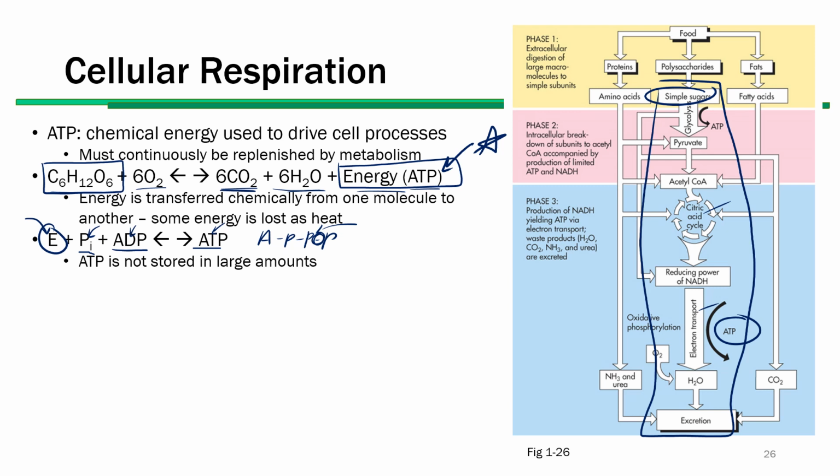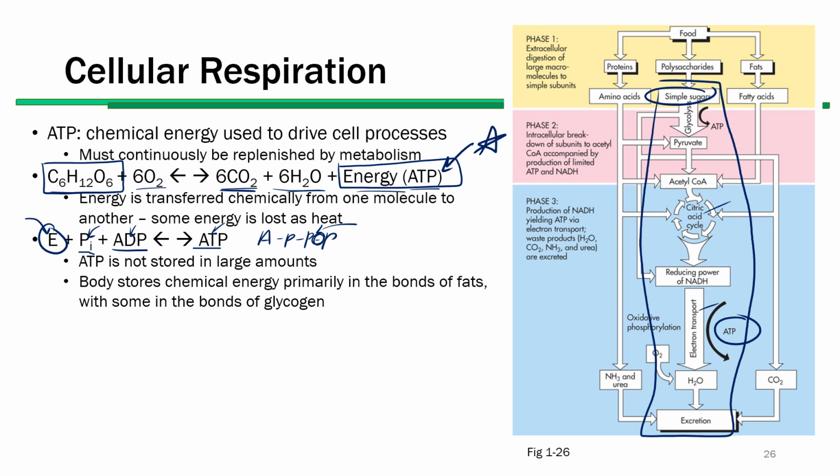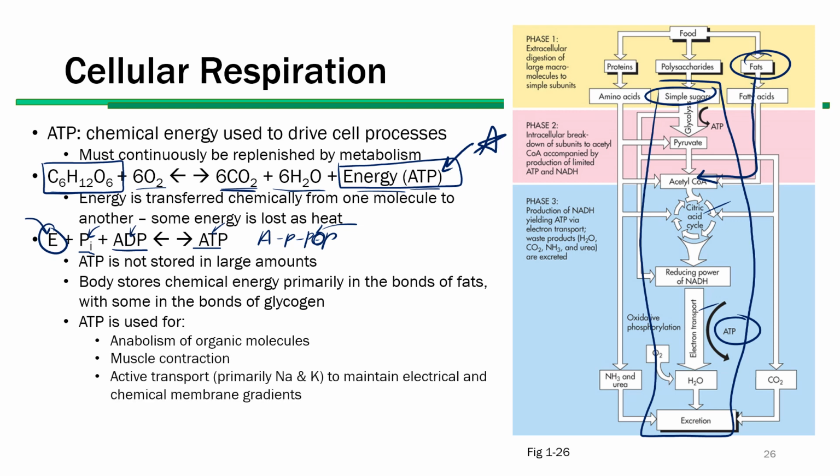ATP is not stored in large amounts. We can only store a little bit of it. The body stores chemical energy primarily in the bonds of fats with some in glycogen, because as fats we can break them down into fatty acids and send them into the citric acid cycle through the acetyl coenzyme stage, and that process is called beta oxidation. ATP is used for anabolism of organic molecules, muscle contraction, and active transport, primarily of sodium and potassium to maintain electrical and chemical membrane gradients. Any cell need that's not supplied by random kinetic motion requires ATP. So we have to keep making huge amounts of ATP in order to keep the metabolism moving forward.